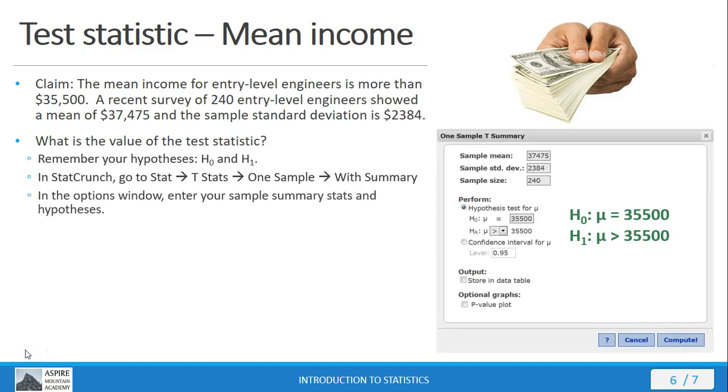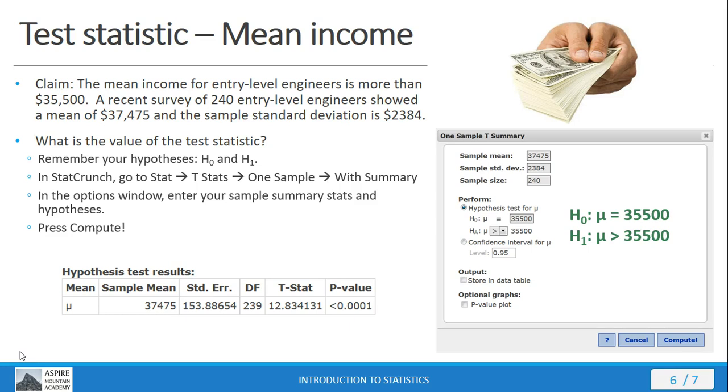So in the options window that appears, notice we put in our sample statistics. Notice this is not the claimed value. This is from the sample itself. So here's where the survey information comes in handy. So we put that information here for our sample, and then we make sure that these fields represent the null and alternative hypothesis that we constructed earlier. Then once we have that information in, we'll go ahead and press compute, and then out comes our results window. And look, lo and behold, that test statistic is going to be right here, always the next to last value in the table in your results window.